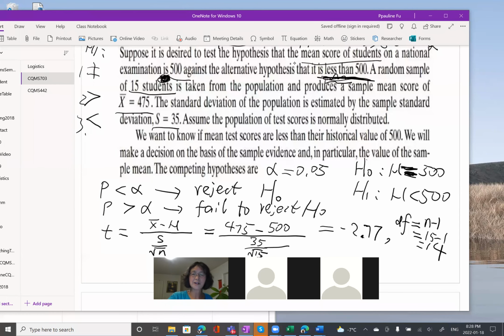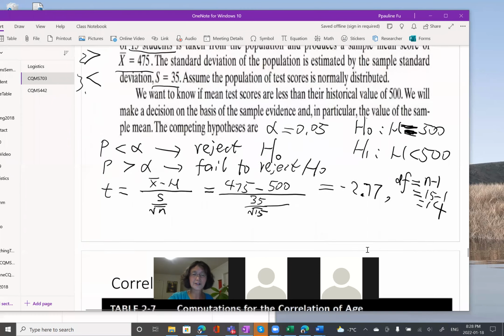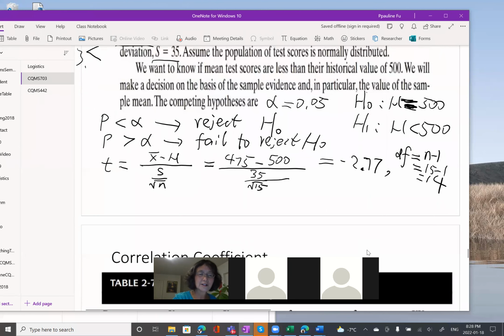So what is the p-value? The p-value is the area corresponding to the test statistic. Draw a diagram, label the test statistic, negative 2.77. What is the p-value? The smaller area corresponding to the test statistic. This area is the p-value. And how do I find the p-value in Excel?